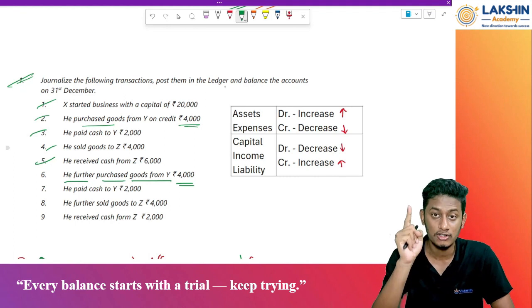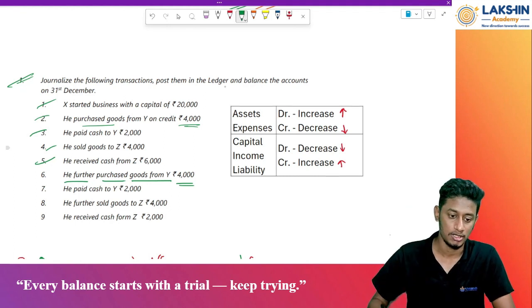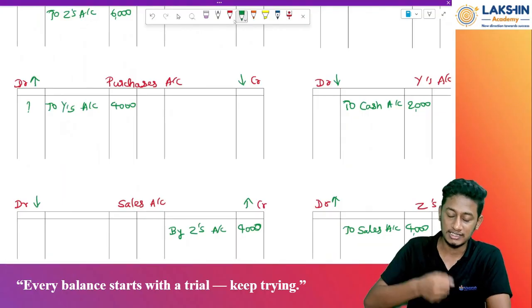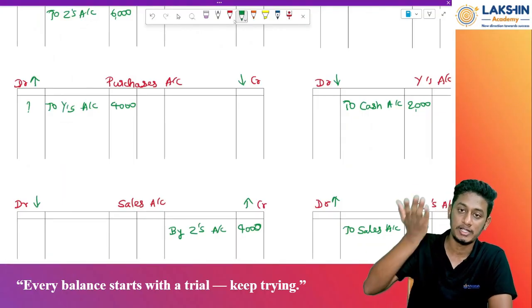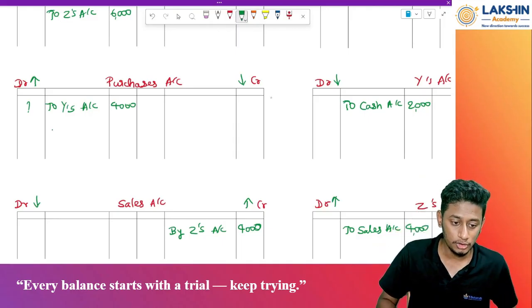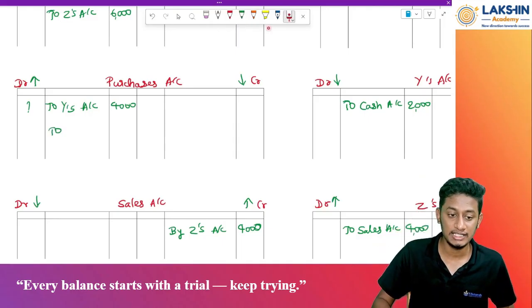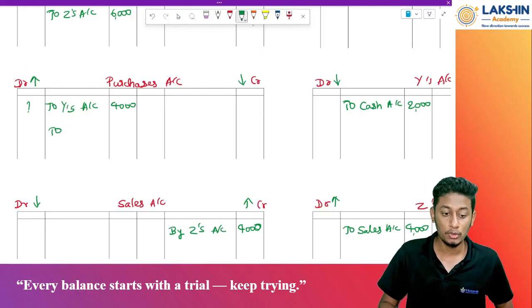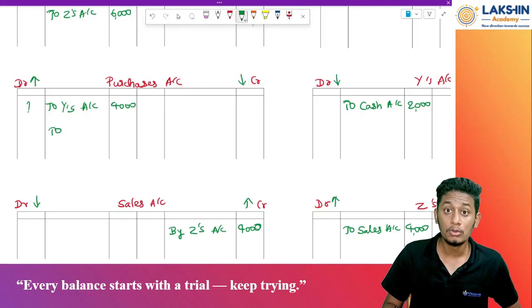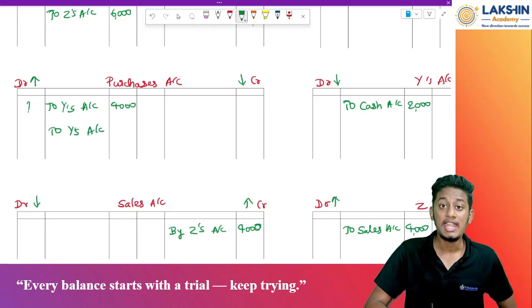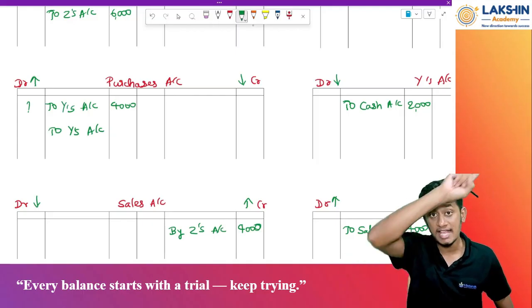Again, purchases account and Y's account. Let us pass the entry for rupees 4,000. So he has purchased goods. Because of the purchases, will my balance of purchases increase or decrease? It will increase. So therefore, to the debit side. Why? Because any increase will be affected on the debit side in the purchases account. We have seen it, right? So to Y's account again, because I am purchasing the goods without paying anything. If I would have paid something, my cash account would have been affected.